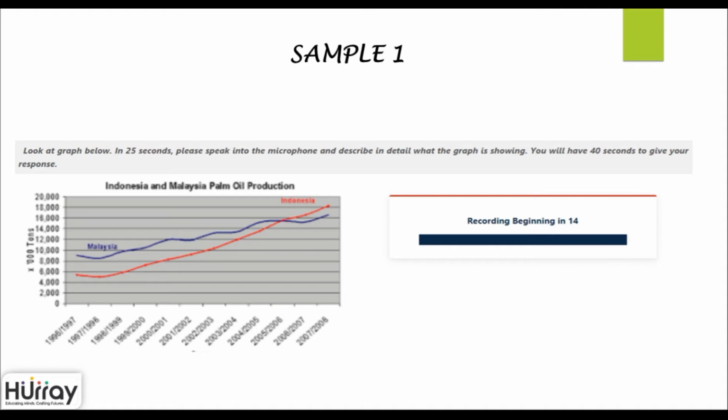It says, look at the graph below. In 25 seconds, please speak into the microphone and describe in detail what the graph is showing. You will have 40 seconds to give your response.